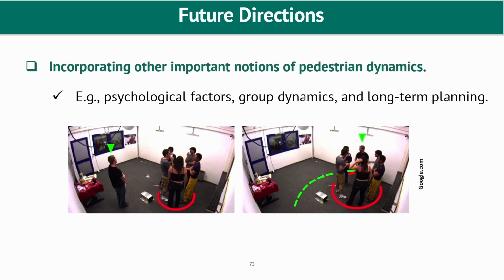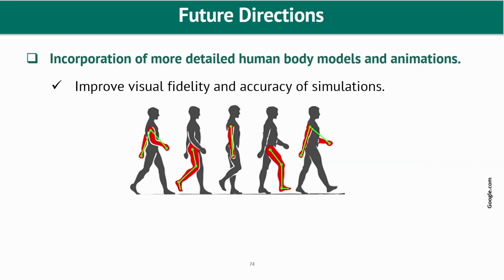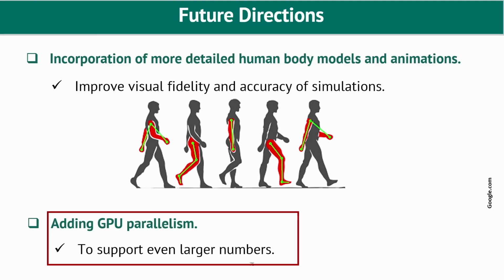For future direction, we can incorporate other important notions of pedestrian dynamics like psychological factors and group dynamics, which will add more fidelity in the crowd motion. Also, incorporating a more detailed human body model and animation will increase the overall fidelity of our result. Finally, adding GPU-based parallelism would help us simulate even larger crowds, probably a few thousand. Currently we do it with thousands of crowds.